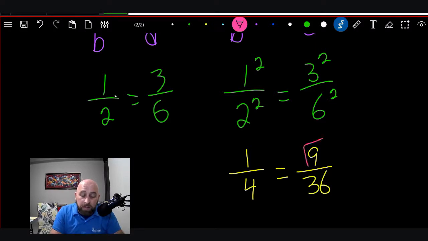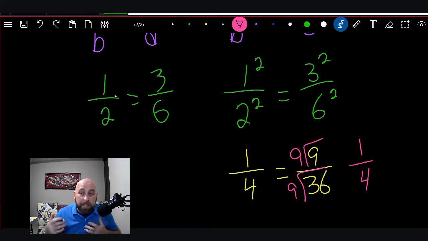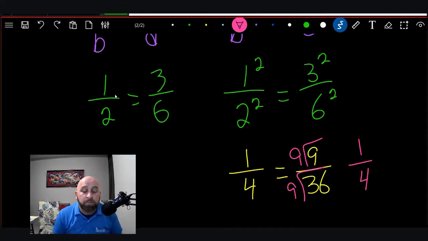Okay, now let's check this. Notice that our common factor is 9. 9 goes into both of those. 9 goes into 9 one time, 9 goes into 36 4 times. We maintained our proportionality between those two, even though we manipulated them by exponentiating them, or multiplying them by an exponent. You can also do it with roots by square rooting them, and it also keeps the proportionality. Okay?